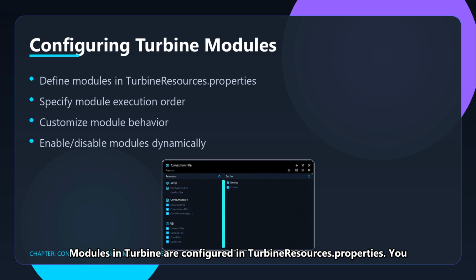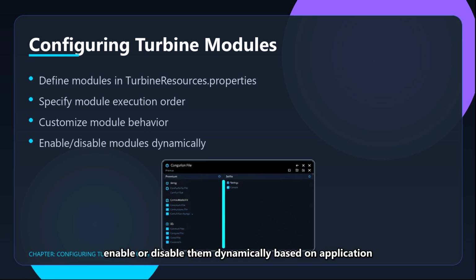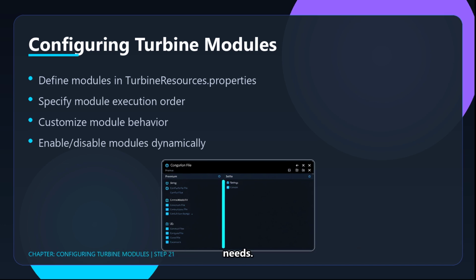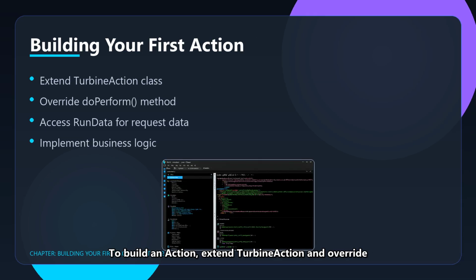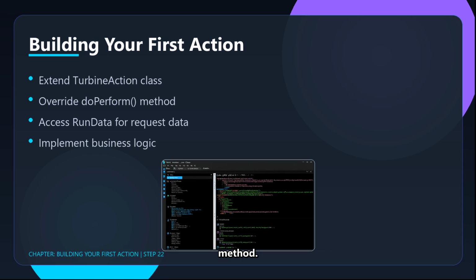Modules in Turbine are configured in TurbineResources.properties. You can define their execution order, customize behavior, and enable or disable them dynamically based on application needs. To build an action, extend TurbineAction and override the doPerform method. Use RunData to access request data and implement your business logic within the method.